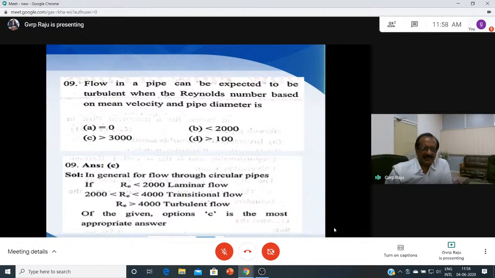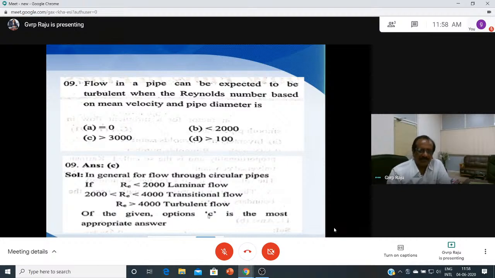Now the question is 9. The flow in a pipe can be expected to be turbulent when the Reynolds number based on mean velocity and pipe diameter is... So when the Reynolds number is more than a certain value, it is turbulent. It has not given any value. Actually, strictly speaking, 2000 to 4000 is transition flow, but the only option which is close to a Reynolds number more than 4000 is C. You can give the answer C. But you should know that Reynolds number less than 2000 is laminar flow, in between, 2000 to 4000, is transition flow, and more than 4000 is turbulent flow.